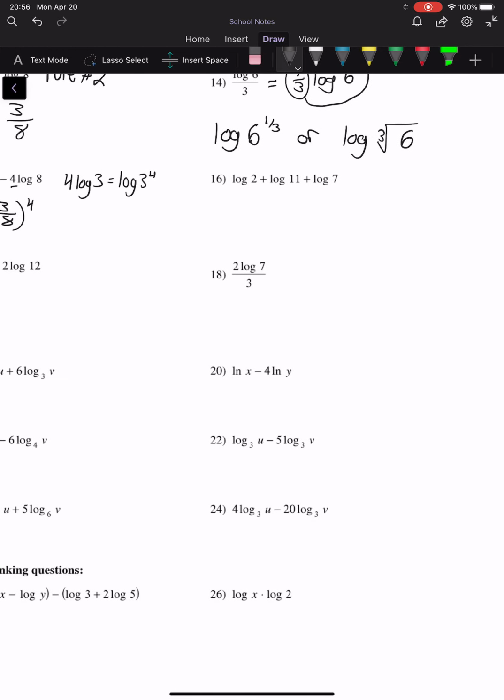Next one, we're going to be just jumbling everything together. So we're going to have log 2 times 11 times 7.